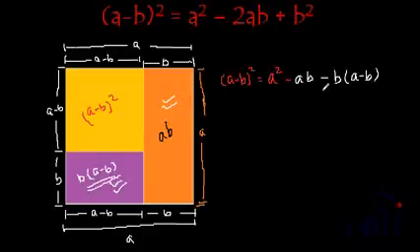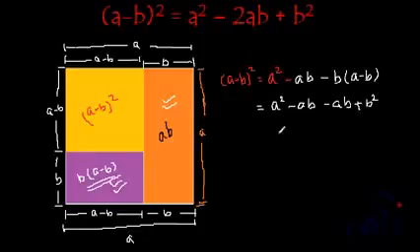right? And to simplify this, let me open this bracket. Let me multiply this minus b inside the bracket. So we will get this a square will be as it is. This minus ab will also be as it is. And minus b multiplied by a will be minus ab. And minus b multiplied by minus b will be plus b square, right? So this can be written as a square, minus ab minus ab is minus 2ab, and then plus b square, right?